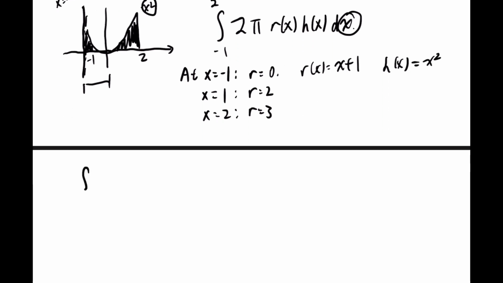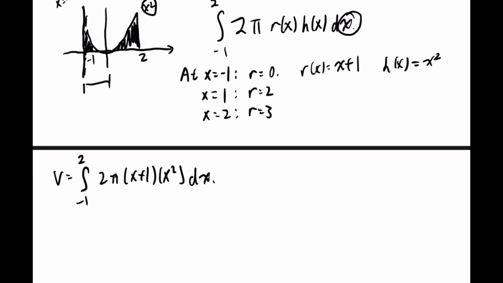So all that remains is to do a slightly lengthier integral. From -1 to 2, 2π times (x plus 1) times x squared dx. And you can expand this to be a polynomial and then use the reverse power rule to find out what the exact value is.